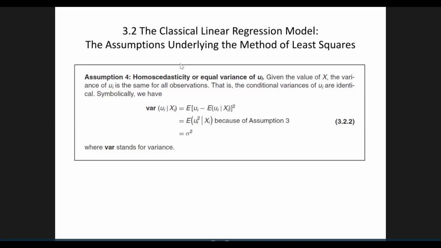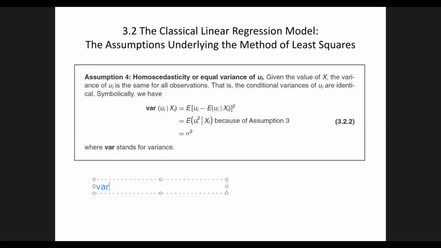That is, variance of U1 will be equal to variance of U2 will be equal to variance of U3 and so on, and that will be equal to variance of Ui, which will be equal to sigma square. This is called homoscedasticity.